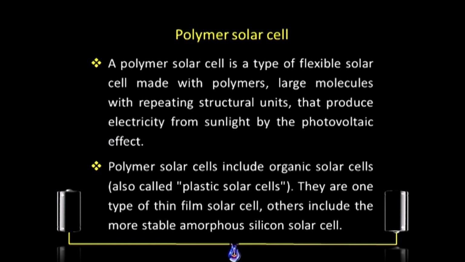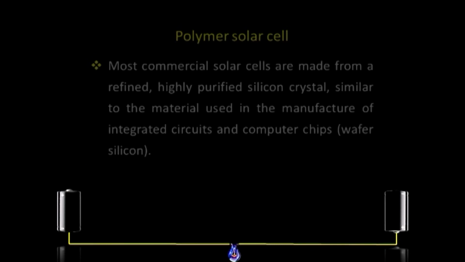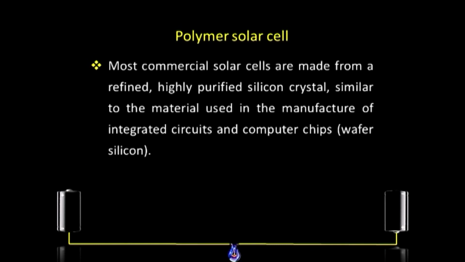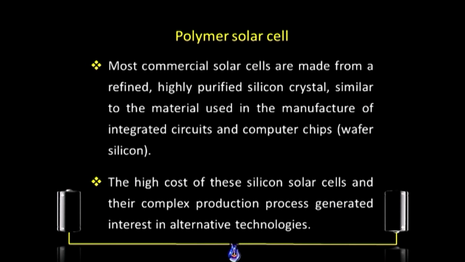They are one type of thin film solar cells. Others include the more stable amorphous silicon solar cell. Most commercial solar cells are made from a refined, highly purified silicon crystal, similar to the material used in the manufacture of integrated circuits and computer chips, mainly wafer silicon type. The high cost of these silicon solar cells and their complex production process generated interest in alternative technologies.